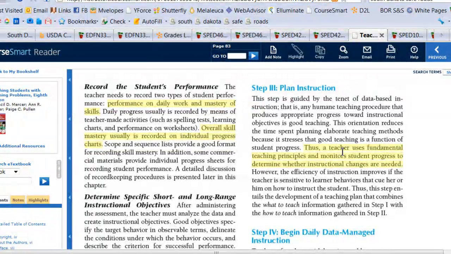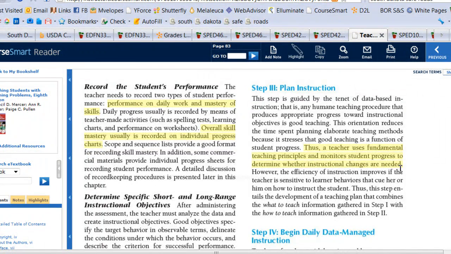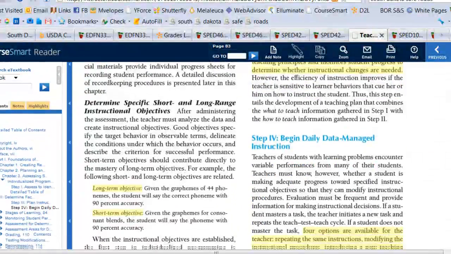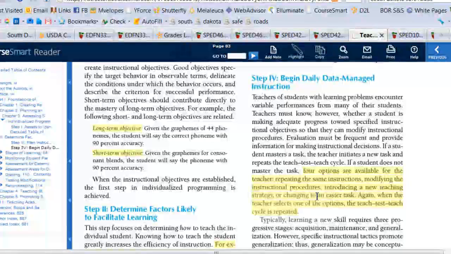Then you plan that instruction. A teacher uses fundamental teaching principles and monitors student progress to determine whether instructional changes are needed. And then the last step is that you begin daily managed instruction. There are really 4 options for this: repeating that same instruction, or modifying that instruction, introducing a new teaching strategy, changing it to be easier.